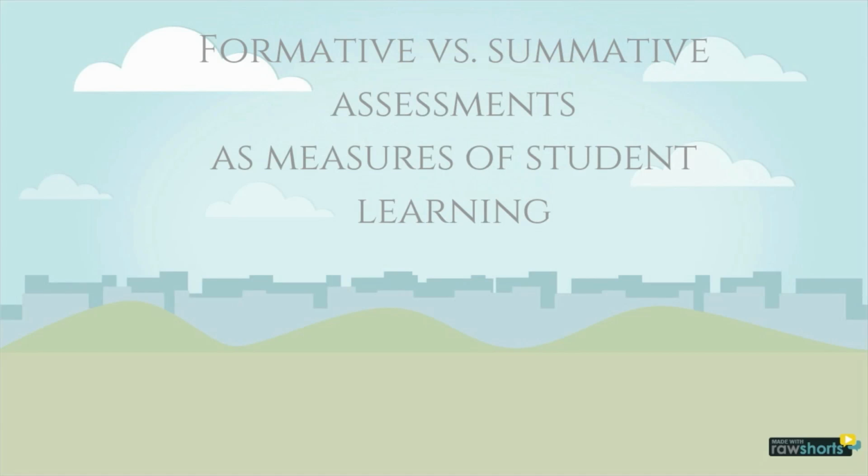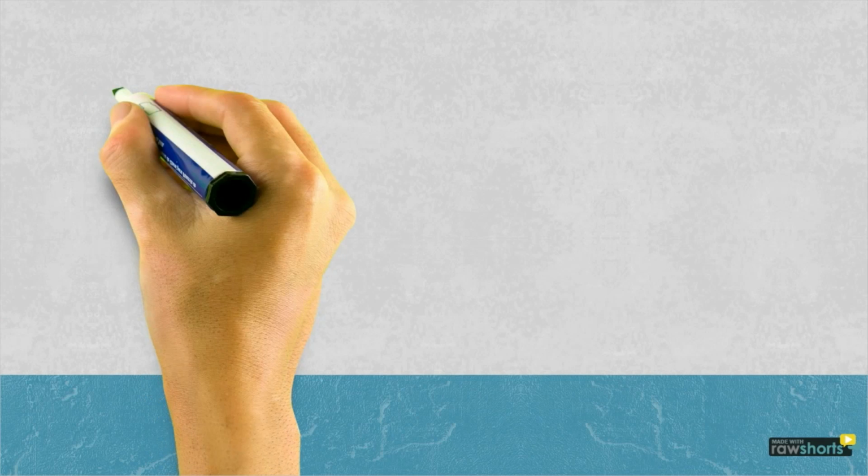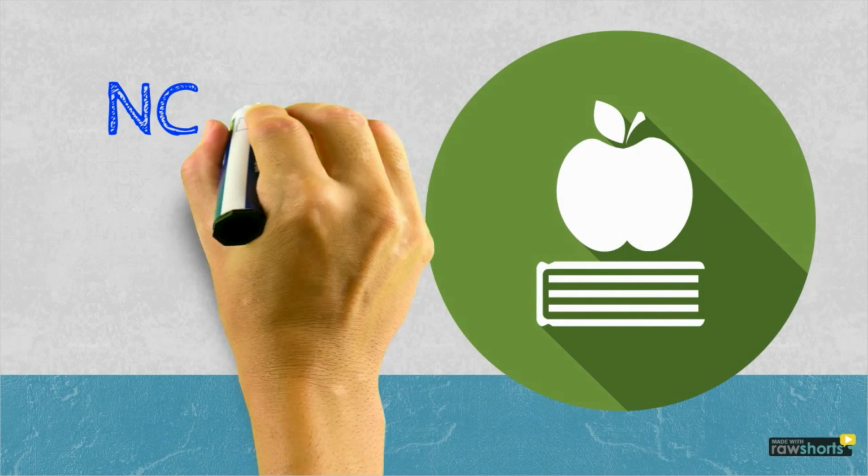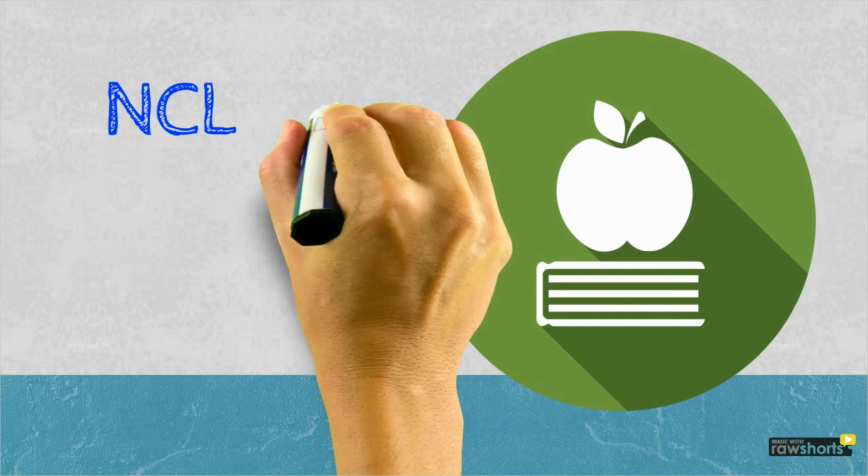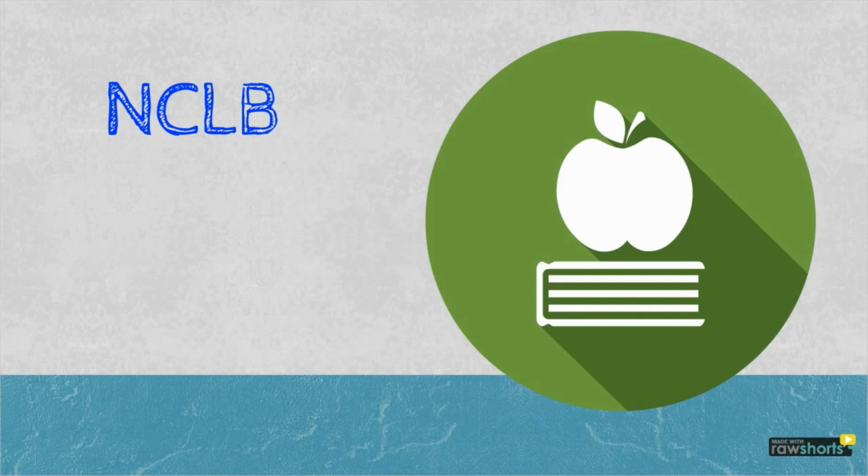Formative versus Summative Assessments as Measures of Student Learning by Robert J. Marzano. The birth of the No Child Left Behind Act raised the emphasis on assessing and reporting student academic achievement to new levels. Since this act relied on schools reporting student academic achievement, a new focus on reporting student achievement emerged.